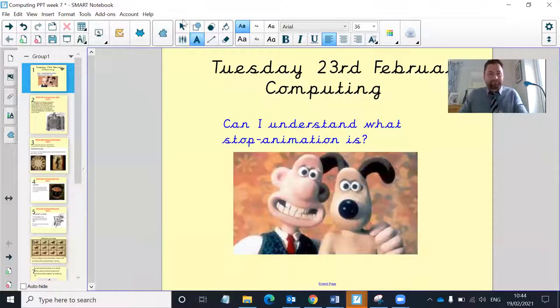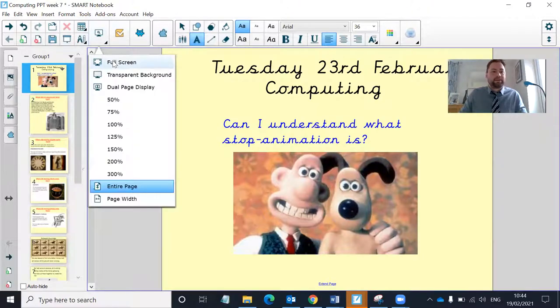It's all about you understanding where moving pictures came from and how that has developed over the years to what we have today. The actual process of filmmaking from back then to today is still very, very similar. The technology has changed, but the process of filmmaking and making moving pictures is exactly the same. It's just with different technology. So I'm going to share the screen and we're going to have a look at today's lesson. And let's just make it a bit bigger.